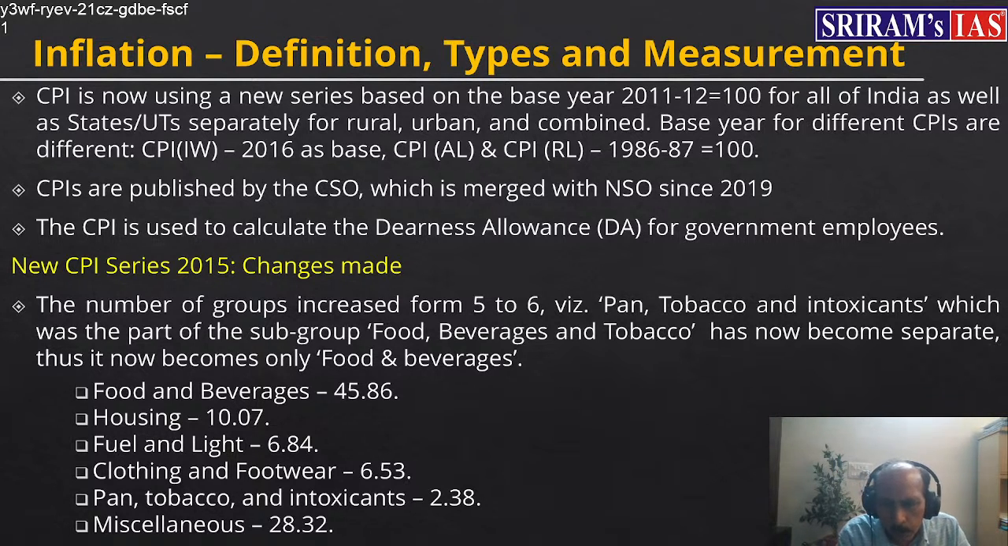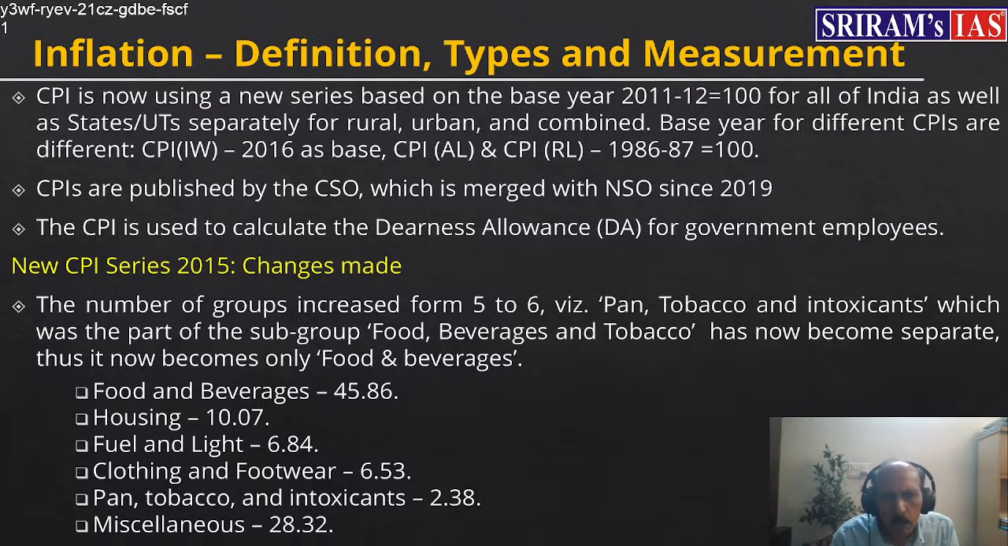But for certain kinds of CPI, we use a different base. For example, CPI for industrial workers is used for computing the dearness allowance for government employees. For this computation, we use the base 2016. So the common base is 2011-12, but for particular purposes, in some cases, we have shifted the base to reflect a recent change in prices.